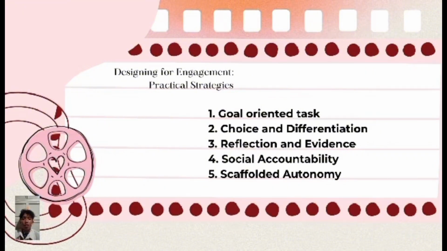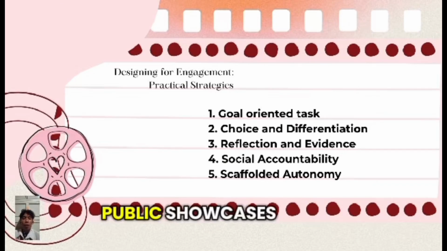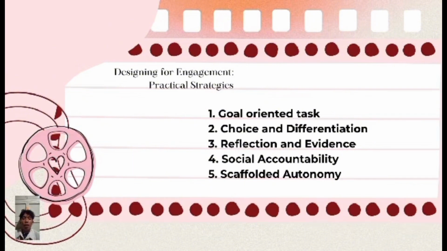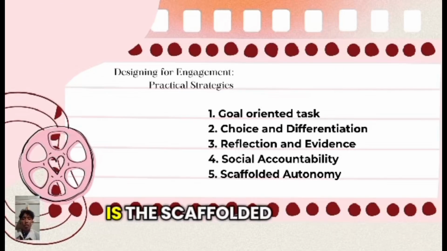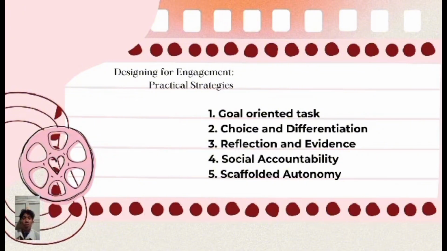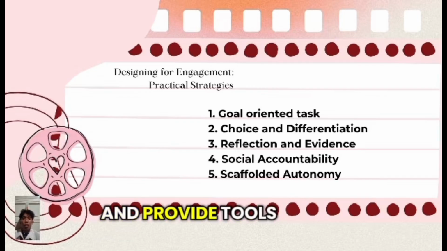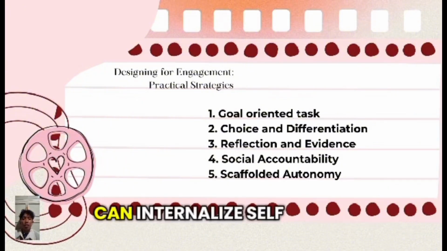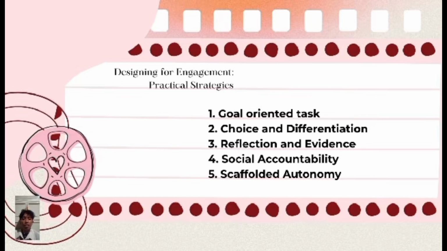The fourth one is social accountability. Pair work, peer review, and public showcases create gentle pressure to prepare and invest while building community support. Lastly is the scaffolded autonomy. Start with guided tasks, gradually remove supports, and provide tools like checklists, exemplars, and feedback rubrics, so learners can internalize self-regulation skills.